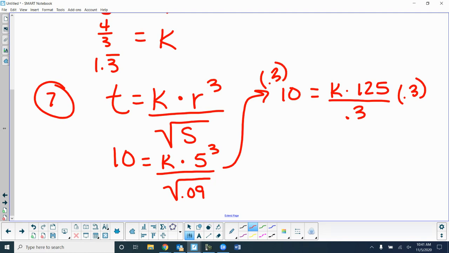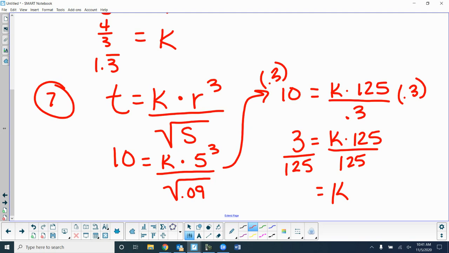And 0.3 times 10 is 3. And how do I move the 125? We divide. So you could leave it as 3 over 125, that fraction, or the decimal is 0.024. Either one is acceptable, fraction or decimal.